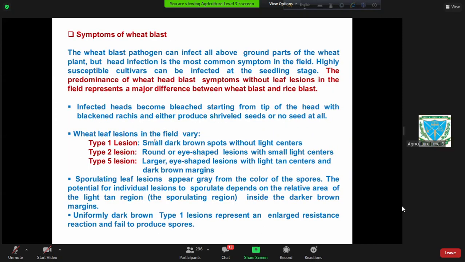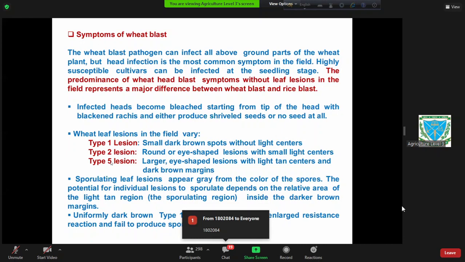And leaf lesions in the field may vary, as I told you earlier. Type 1, sometimes we can notice type 2 and type 5 lesions. There are 3 types of lesion formed on the leaf. A small dark brown spot without any light center, we call type 1. An eye-shaped lesion with a comparatively smaller light center. And a larger eye-shaped lesion with a light tint center and dark brown margin, we call type 5.